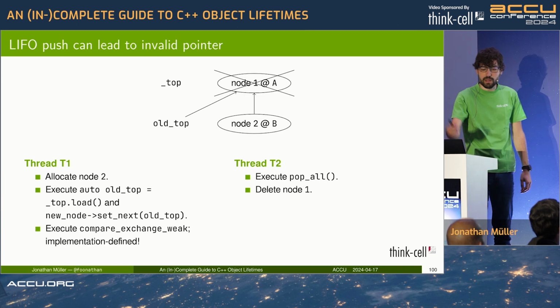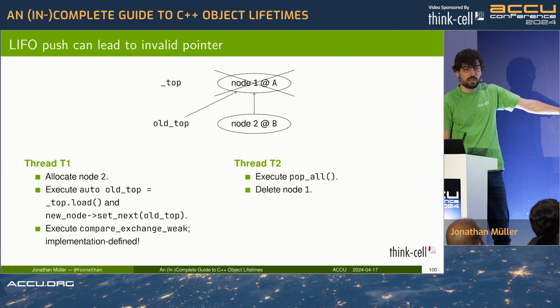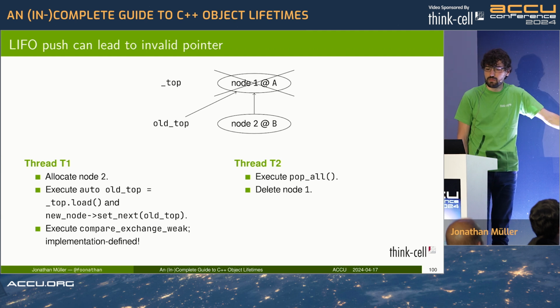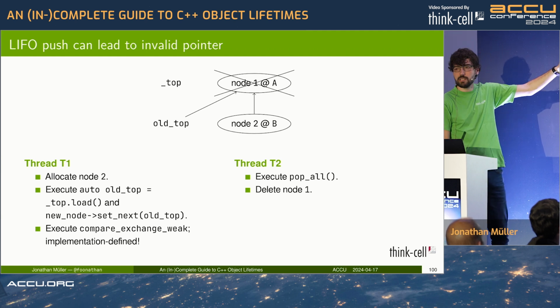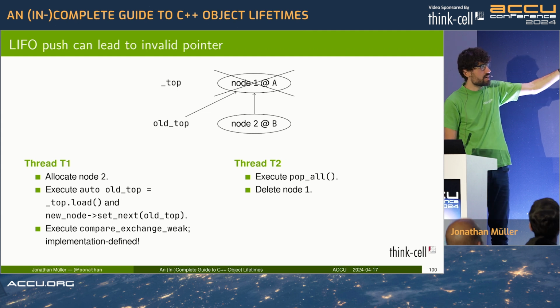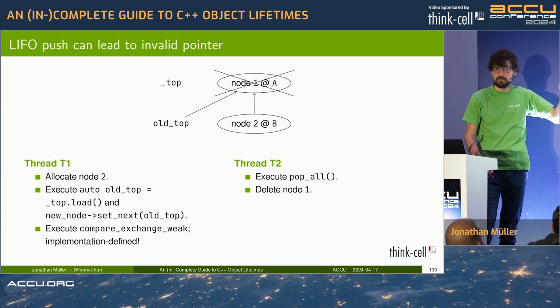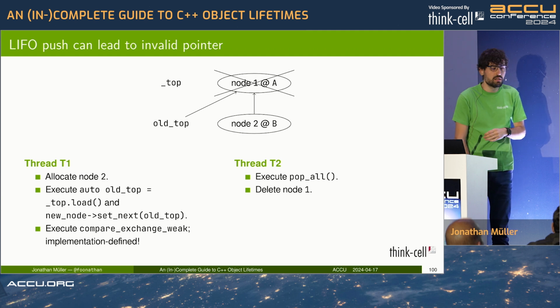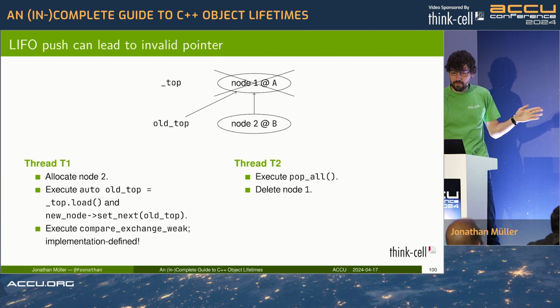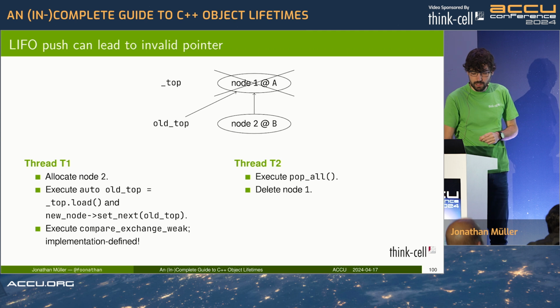Which means that when thread T1 does the compare exchange weak, the result is implementation defined, because old top is an invalid pointer value pointing to deallocated memory. This may or may not succeed, or trap, or do whatever the implementation defines. Which is bad. But it gets even worse.